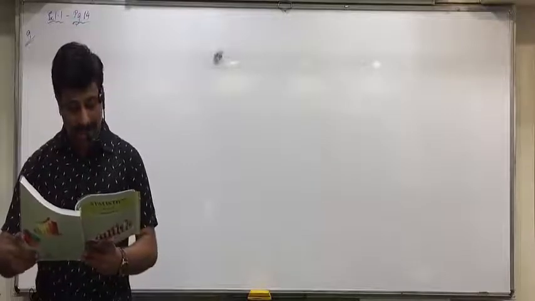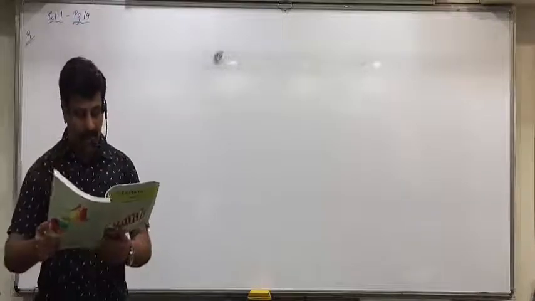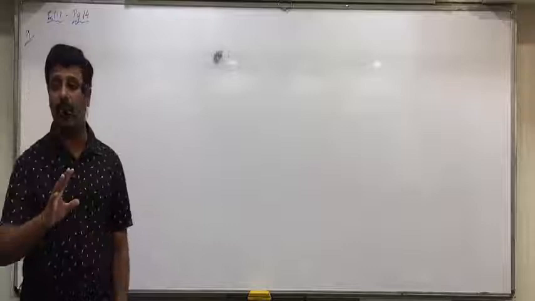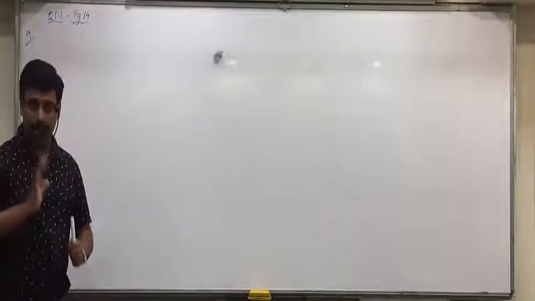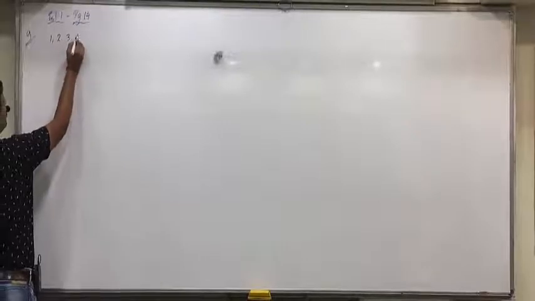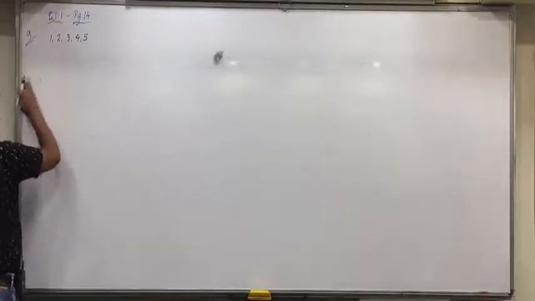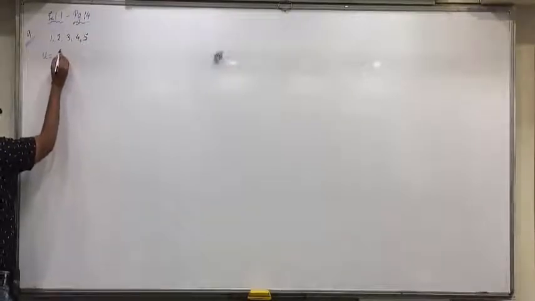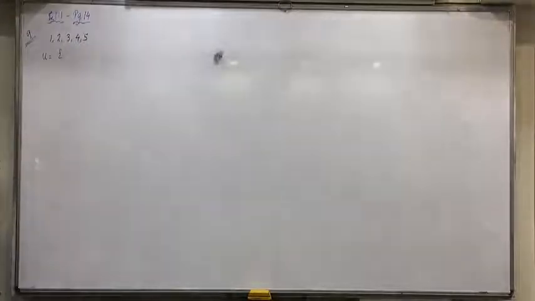Two numbers are selected at random from the first 5 natural numbers. Now this selection we have seen yesterday also. Selection means you go only forward. The first 5 natural numbers are 1, 2, 3, 4, 5. Now you go only forward. So we have done this yesterday.